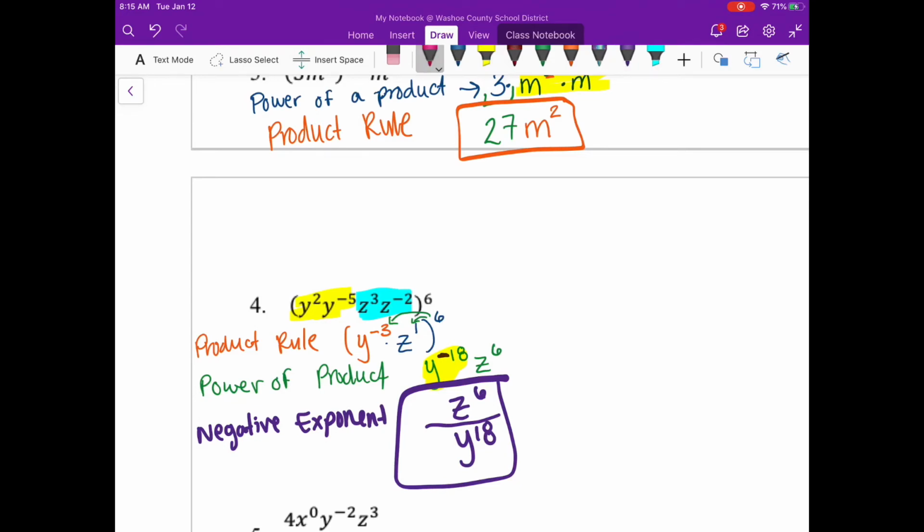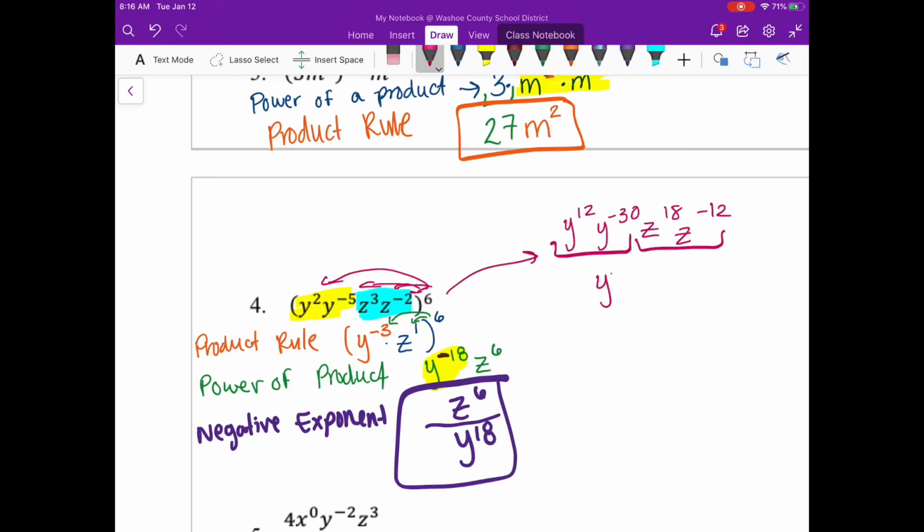Now really quick, I'm going to show you what happens if I were to distribute that 6 from the beginning. So let's say that I wanted to distribute the 6 through, totally fine. That would just give me y to the 12th, y to the negative 30, z to the 18, z to the negative 12, and then you would apply the product rule anyway and combine these into one term, which would give me y to the negative 18, z to the positive 6. So I end up in the same place. It just depends on what makes sense to you, which of the rules make more sense for you to follow in that order. Okay?